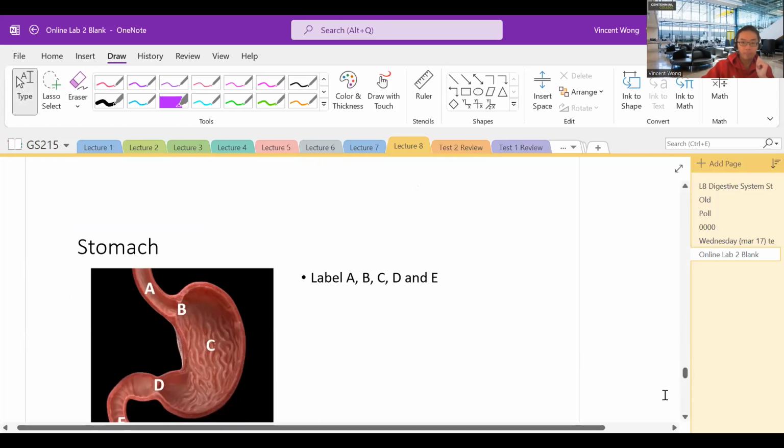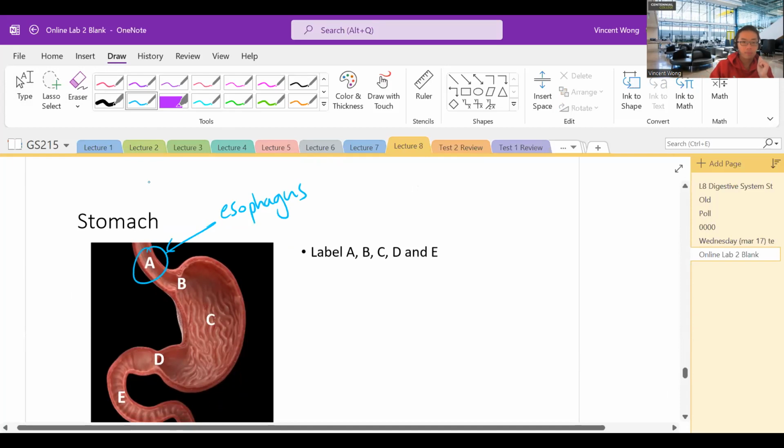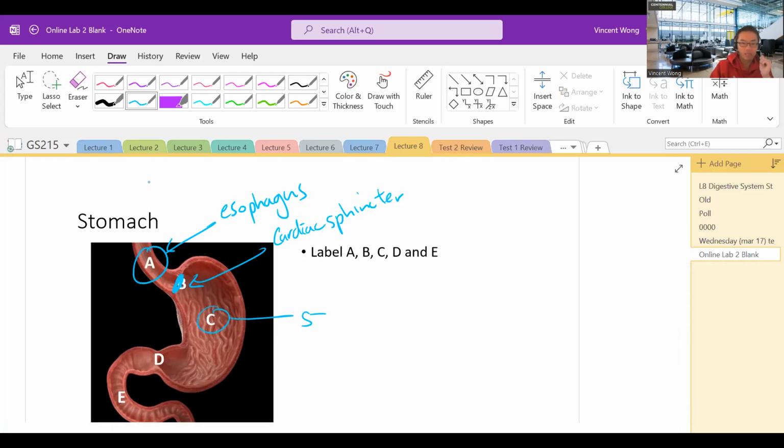Okay, here is the stomach. A, that's the esophagus. Over here is a sphincter. You should know that by now. That's the cardiac sphincter. C is the actual stomach. And you can see all these foldings, right? The foldings, they are called rugae.